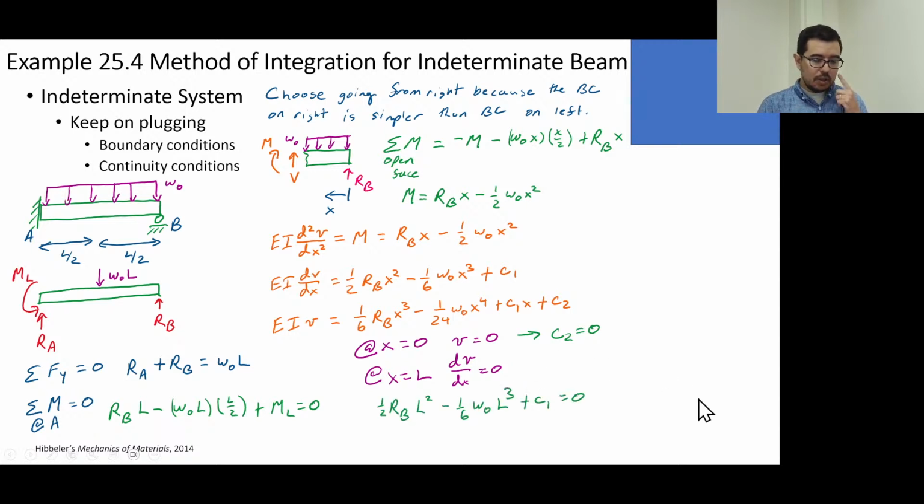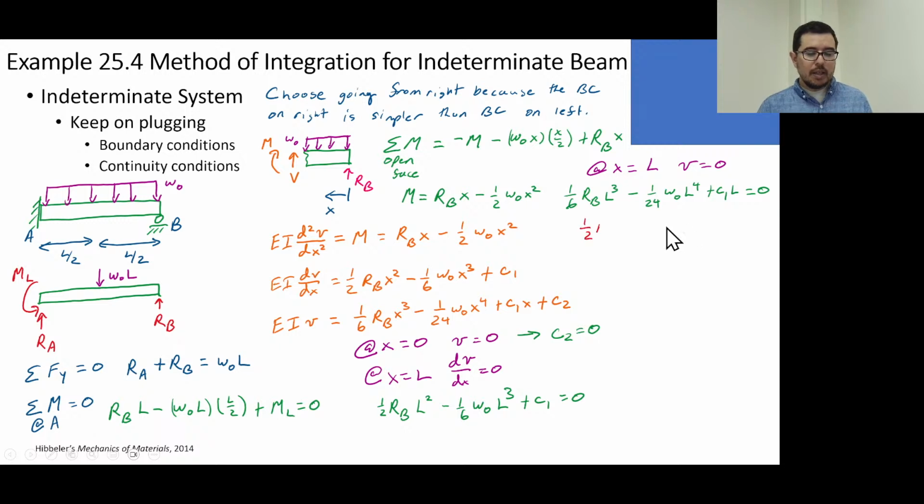And so now we can plug in L to this equation, or sorry, to this equation right here, and that we can solve for C1. Okay. So now we've got the, well, actually we can solve. We have C1, but it's in terms of RB. So what do we do? We now look at x equal L, and that will be equal to 0.